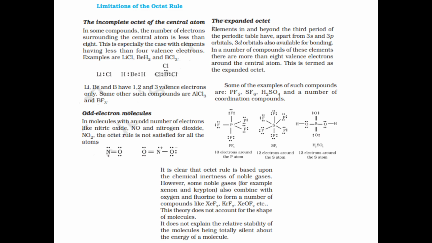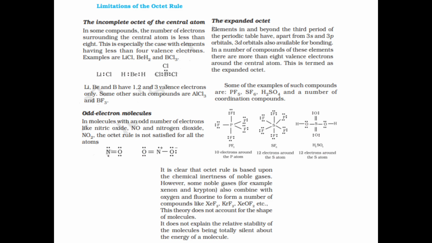Some other compounds such as AlCl3 and BF3 have an incomplete octet. Odd electron molecules: molecules with an odd number of electrons, like nitric oxide NO and nitrogen dioxide. The octet rule is not satisfied for all atoms.